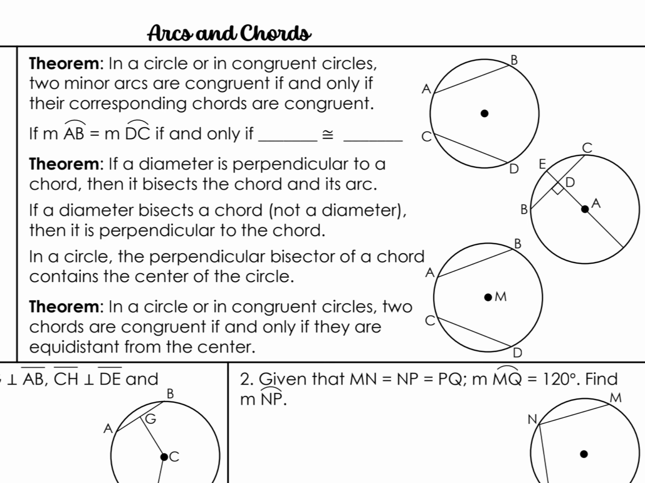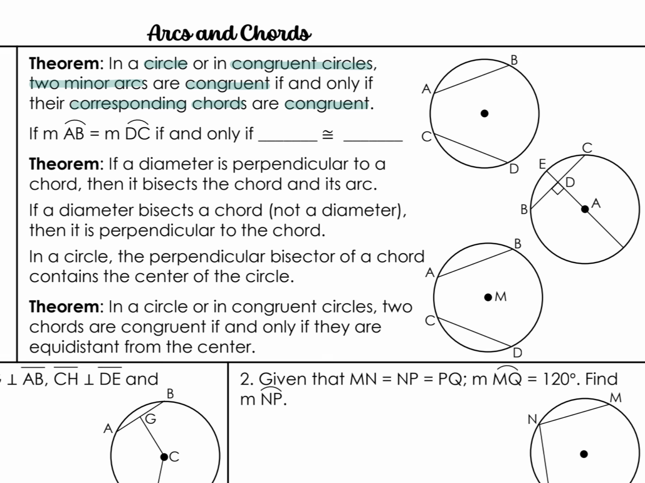So we're going to start off here with the first one, that is stating that in a circle or in congruent circles, 2 minor arcs, so less than 180 degrees, are going to be congruent if and only if their corresponding chords are going to be congruent.